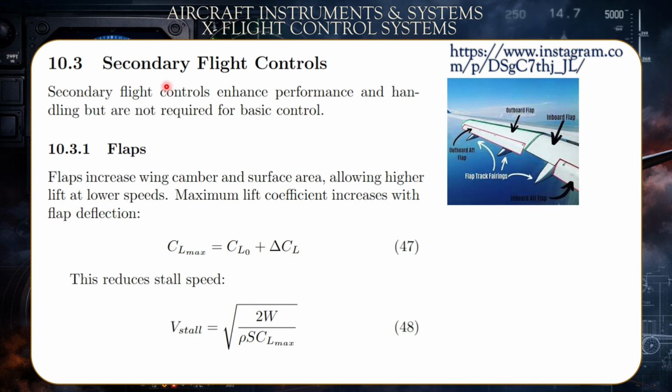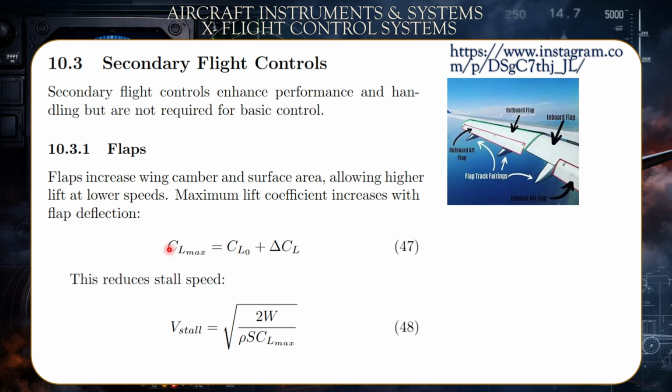10.3, secondary flight controls. Secondary flight controls enhance performance and handling but are not required for basic control. Let's start with the flaps. Flaps increase wing camber, which is the wing curvature, as you see here. They are extended, and increase surface area, which allows higher lift force at lower speeds. Maximum lift coefficient increases with flap deflection.